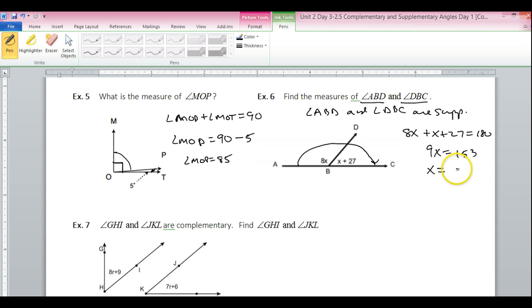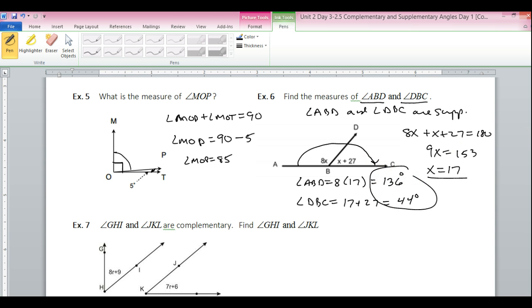And 153 divided by 9 will give you 17. Alright, once we have x, now we can easily plug it in. So, 8 here, angle ABD would be 8 times 17, which is 136 degrees. And there are two ways you can find angle DBC. One, you can do 180 minus ABD, or you can just plug x in. So 17 plus 27 is 44 degrees.